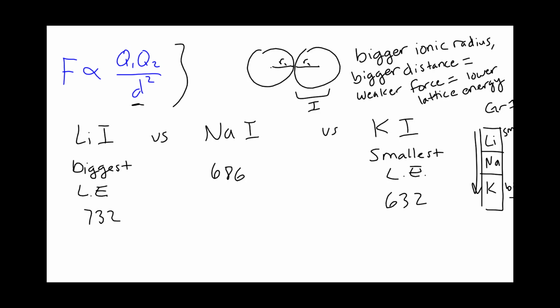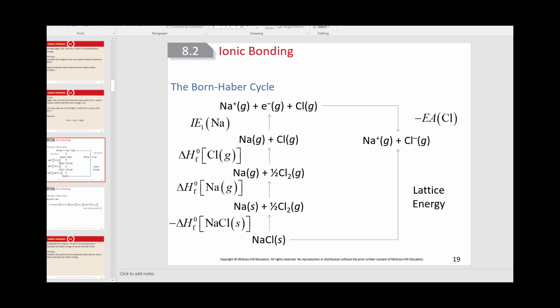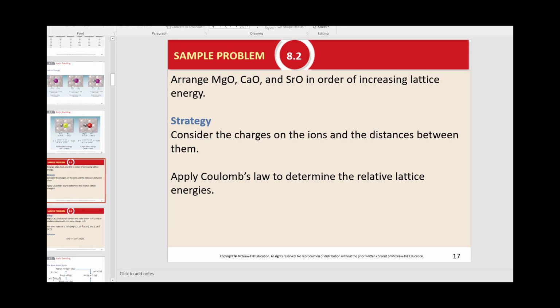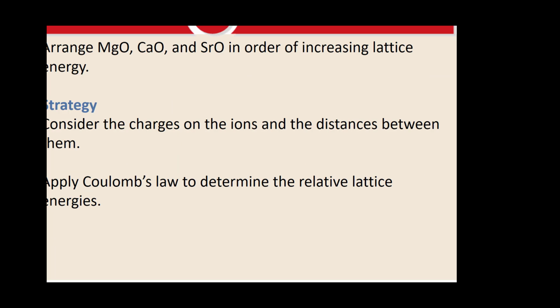Let's do another example. Go over the PowerPoint, do their example. So this is sample problem 8.2 on page 330. Arrange magnesium oxide, calcium oxide, and strontium oxide in order of increasing lattice energy. Increasing lattice energy. Pen out here. We'll do green.